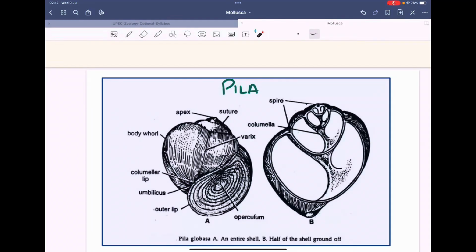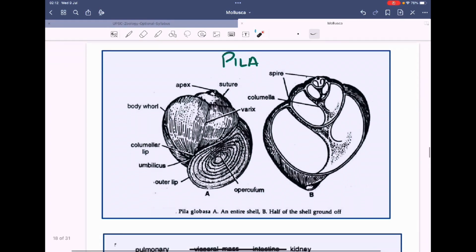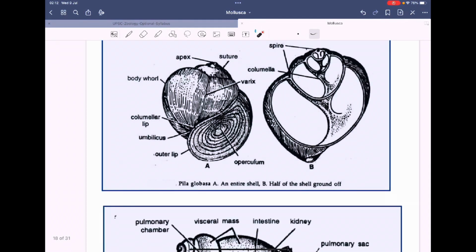In this lecture, we will discuss the Pila. This is Pila globosa. The structure of the Pila, its shell is in this way. It has an operculum, it has an outer lip. Here is the operculum. This is the umbilicus. There is a columellar lip. This is the varix, and these are the sutures. This is the apex, and this is the body whorl. This whole structure is the body whorl.